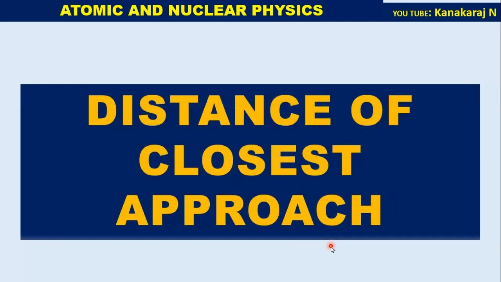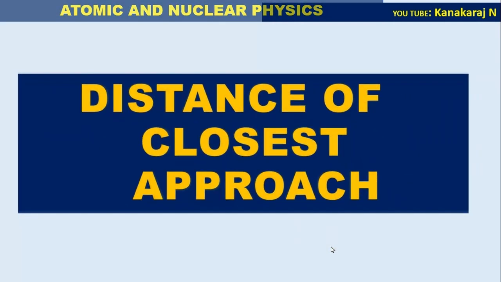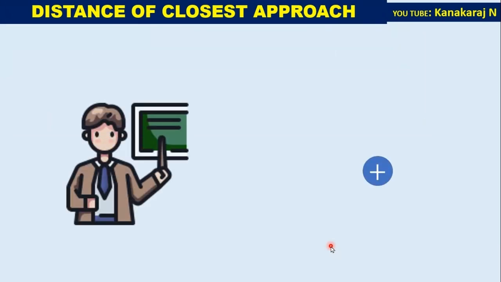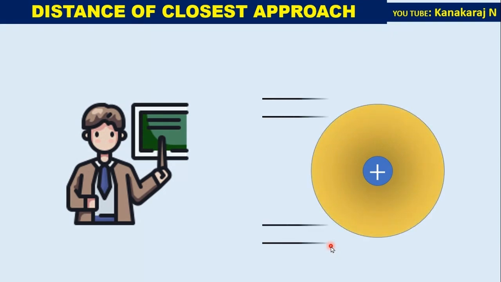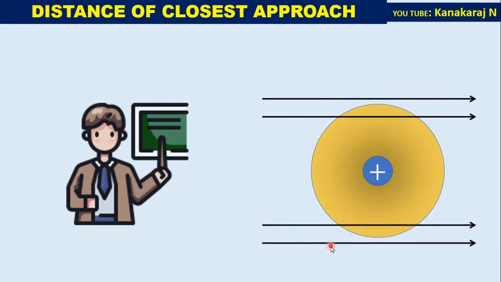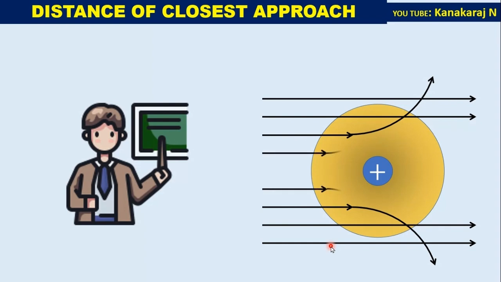Distance of closest approach. Here we have the Rutherford atom model. Most of the alpha rays simply pass through these atoms. Few alpha rays suffer small angle deviation. Very few alpha rays suffer very large angle of deviation.